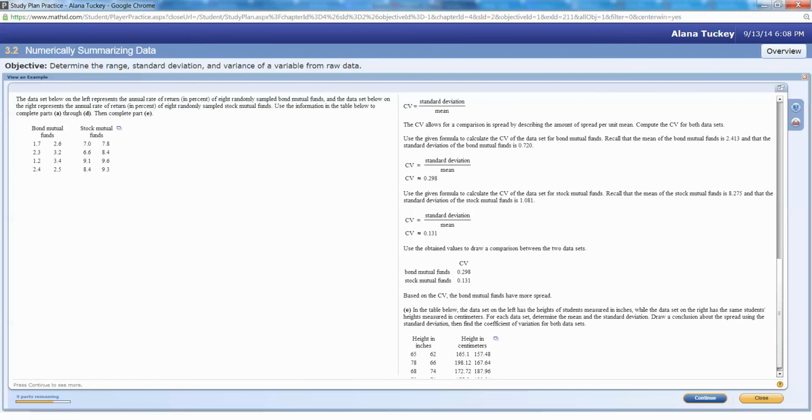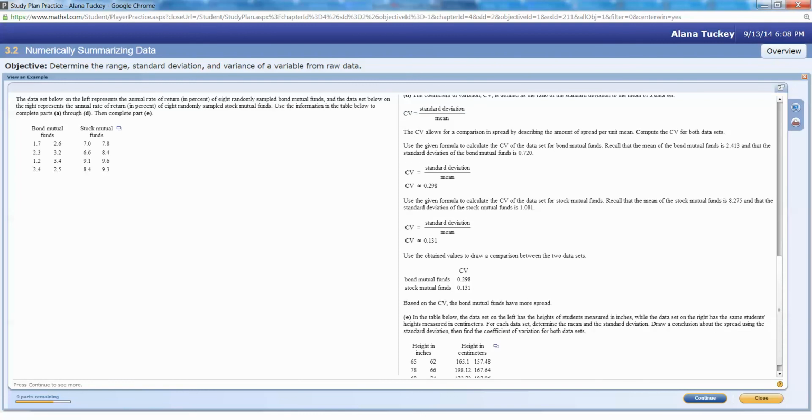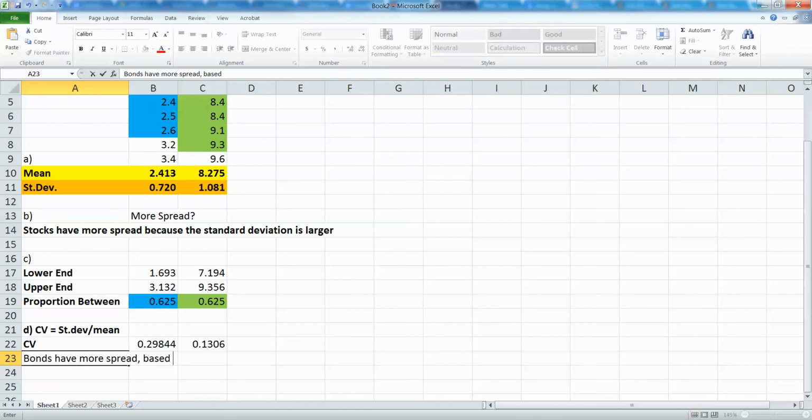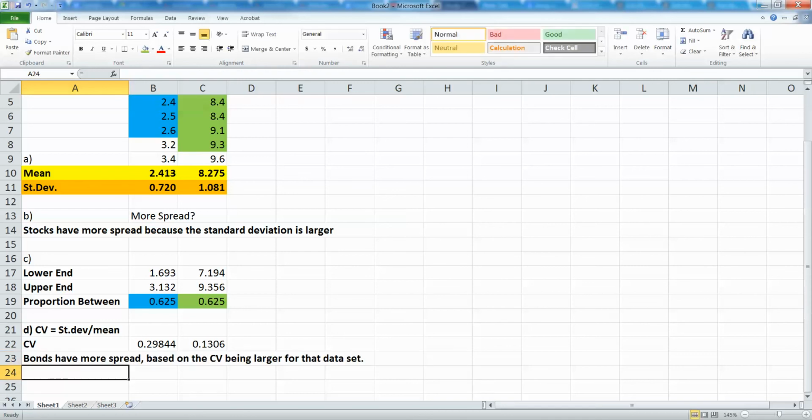Great. The CV is another measure of spread. So based on the CV, who has more spread? Bonds have more spread based on the CV being larger for that data set. So it's very interesting because part B says stocks have more spread because the standard deviation is bigger. Part D said bonds have more spread because the CV is bigger, which is kind of getting at the fact that there's actually more than one measure of spread.